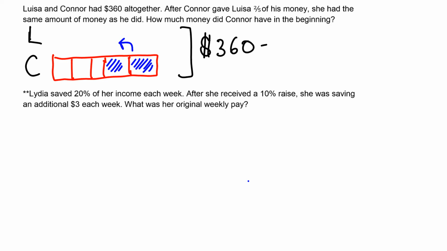But just to go to the next one, after he gives up that 2/5, she had the same amount of money as he did. Well, if he's got 3 units left, that means Louisa must have started with 1 unit, because when she gets the other 2 from Connor, she now has 3 units as well. So now that tells us that Louisa started with 1 unit, Connor started with 5. Altogether, those 6 units were worth $360. So 5 units plus 1 unit equals 360.